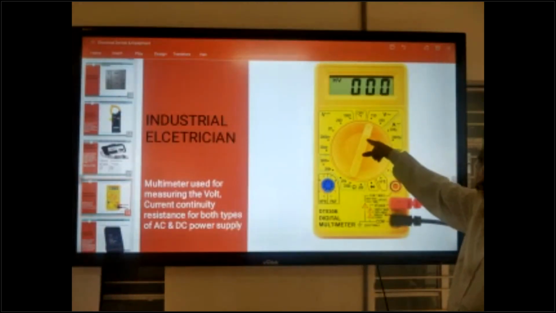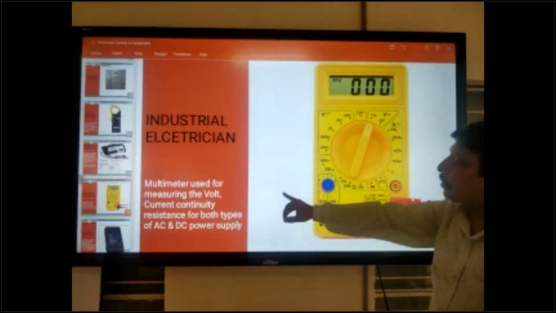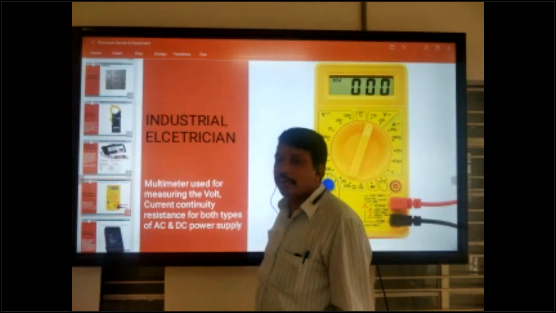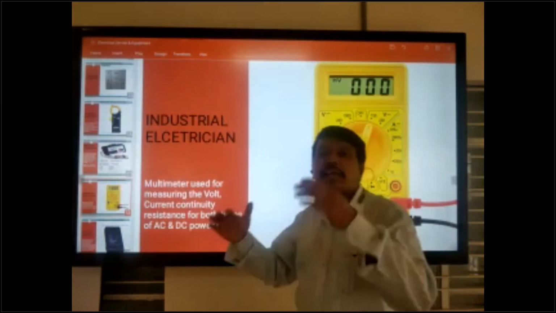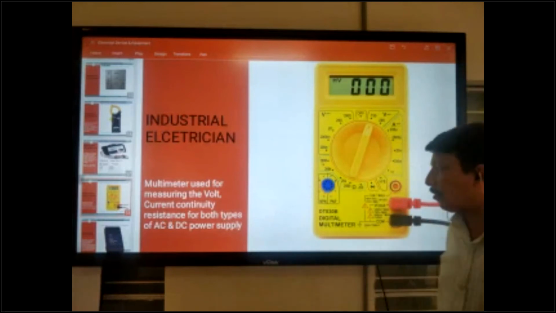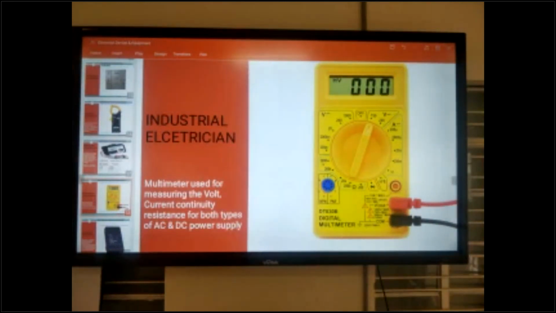Okay. With a multimeter, we can measure voltage, current, continuity and resistance, for both types of power source, AC power source and DC power source.